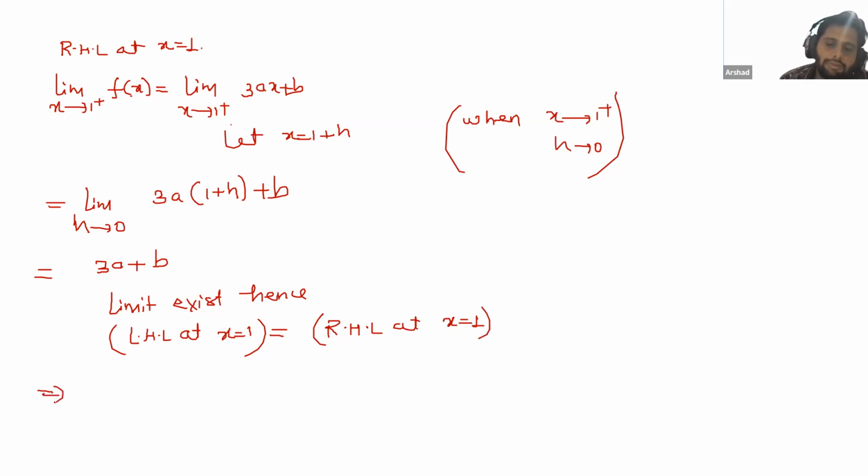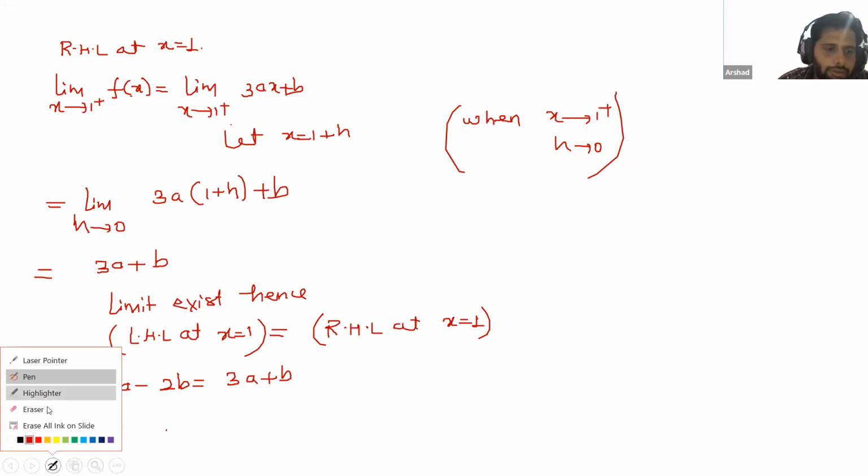What is LHL? LHL is 5a minus 2b. What is RHL? It is 3a plus b. Shift this a to the left side. So what you will get here? Okay, but better is to do one thing.